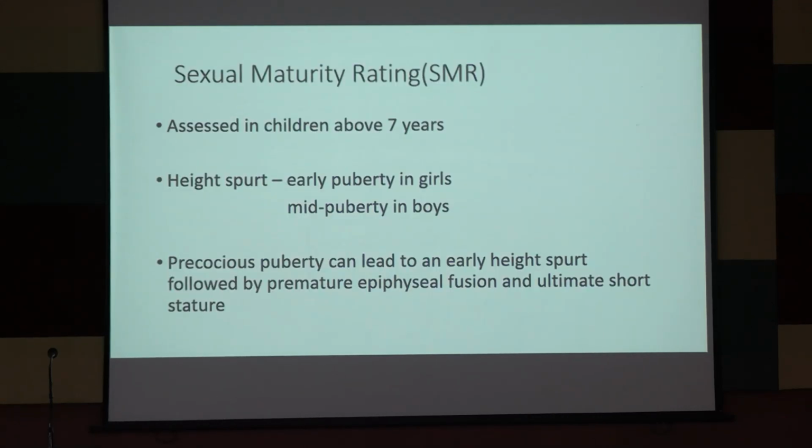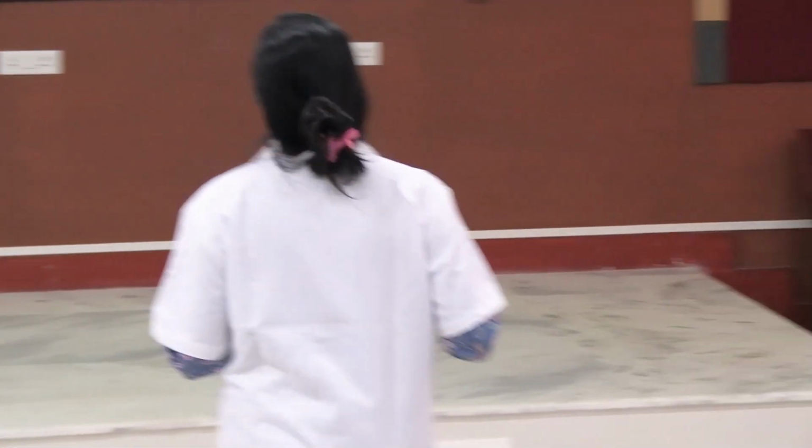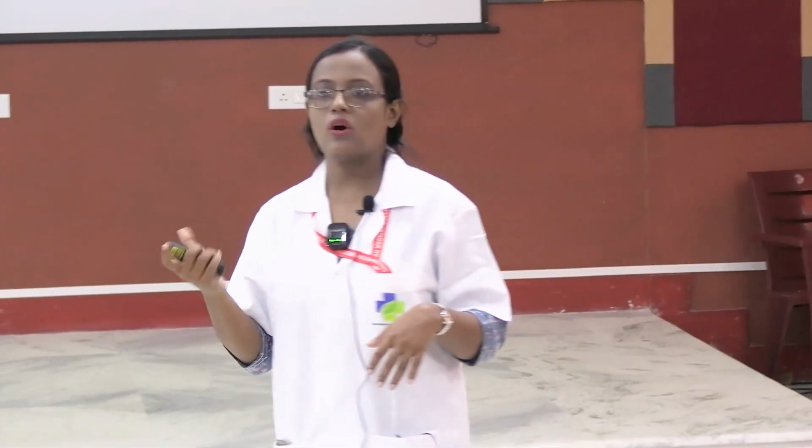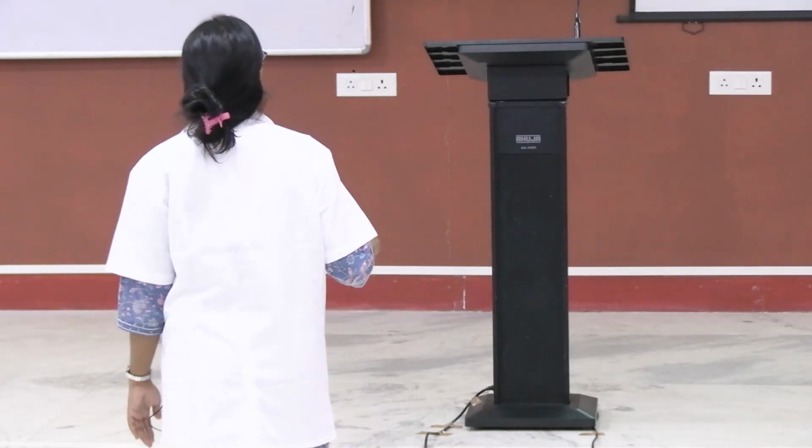Another, just one point: what is precocious puberty? Puberty is attained much earlier. What happens in that? There is premature epiphyseal fusion, that ultimately restricts the growth of the metaphysis, and that ultimately results in short stature. In Bengali there is a word, okal pokko. It is just like that. So only these few points.